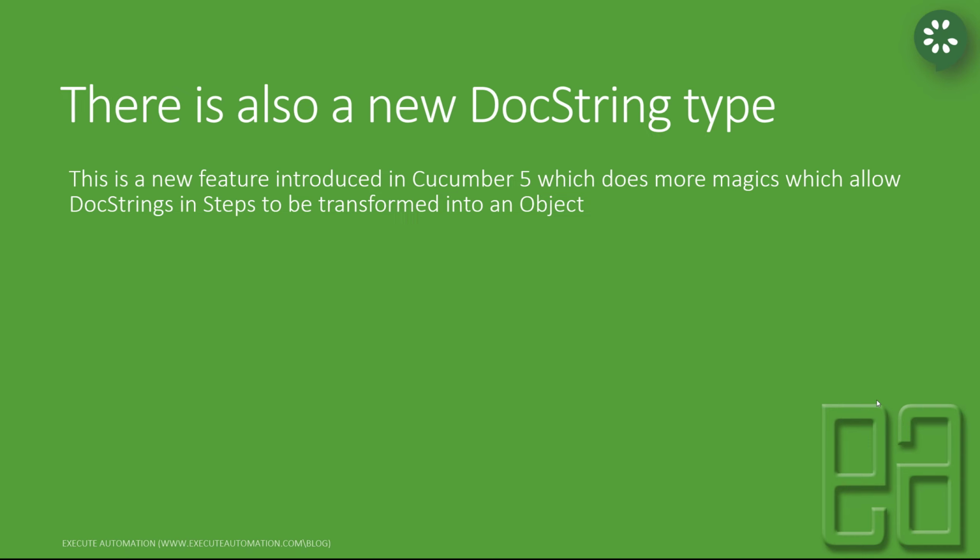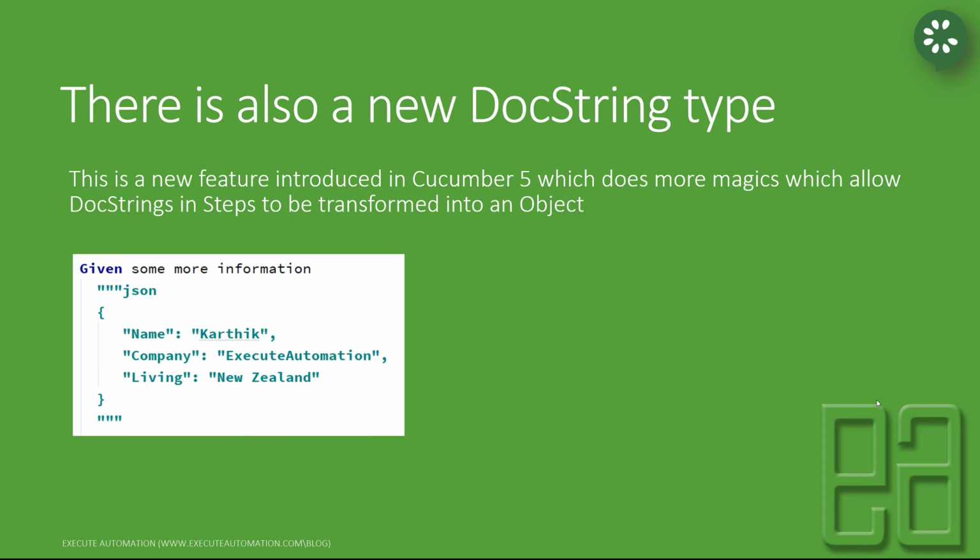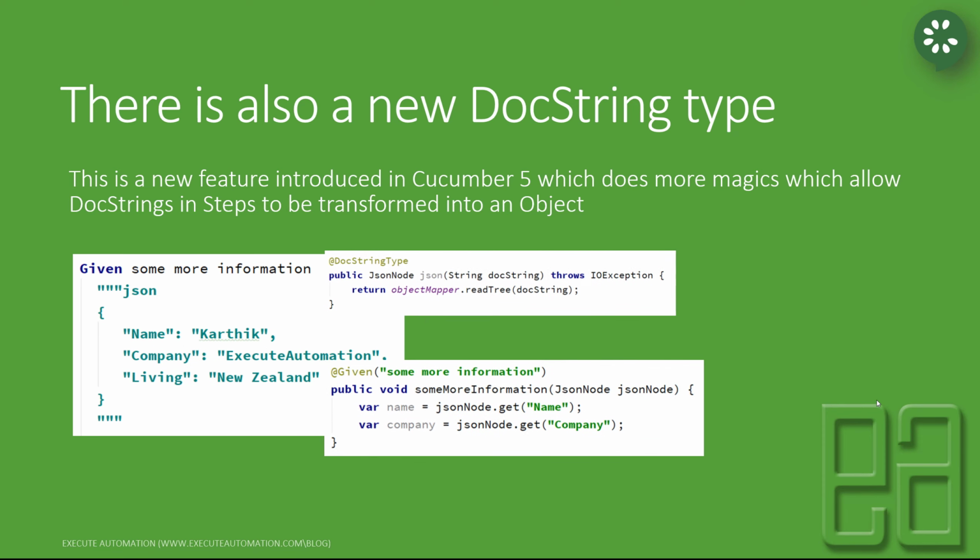And there is a new docstring type being introduced in Cucumber 5. This is a new feature in Cucumber 5 which does more magic, which allows the docstrings in steps to be transformed into an object, which is also very cool. For instance, if we have a step definition with a docstring, something like this, it's like a JSON string which has a name, company, and living, things of that nature. You can easily transform this into an object type, something like this.